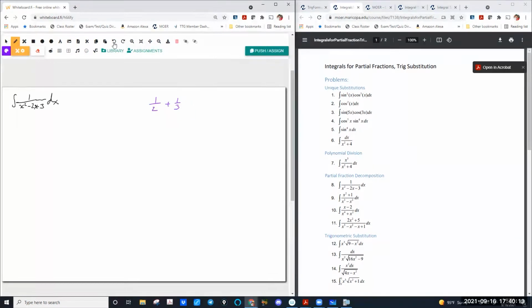Now, the way you're going to recognize partial fraction decomposition is you are going to have a rational expression in your integrand.